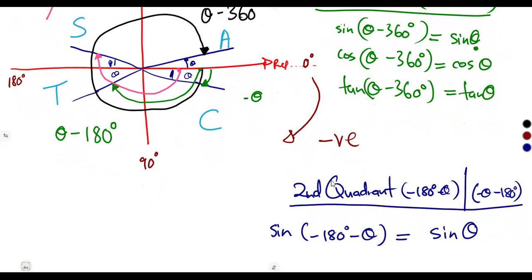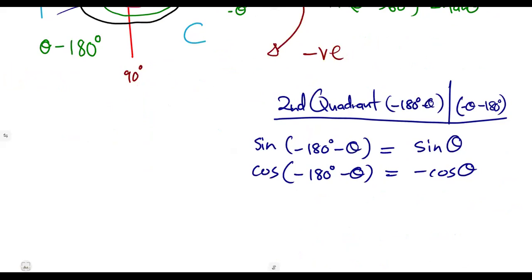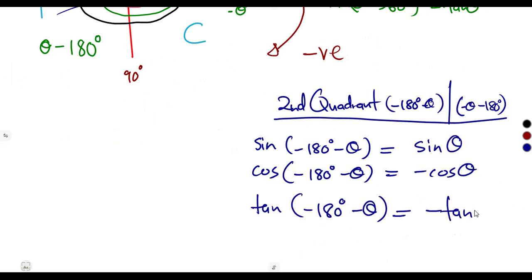Because sine is positive in the second quadrant, the rest are negative, meaning cos is negative. Cos of minus 180 minus theta will carry a negative, so that's negative cos theta. Same with the tan. This is not the quadrant for tan, so tan will carry a negative.